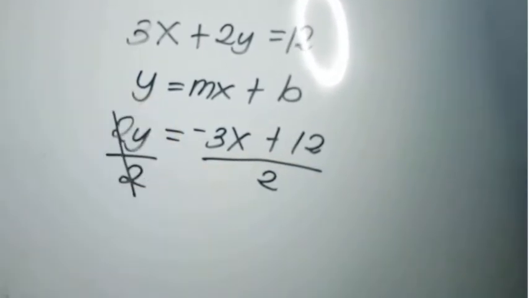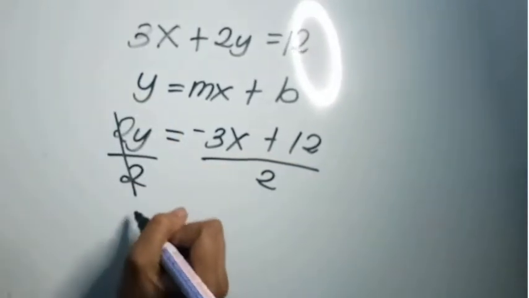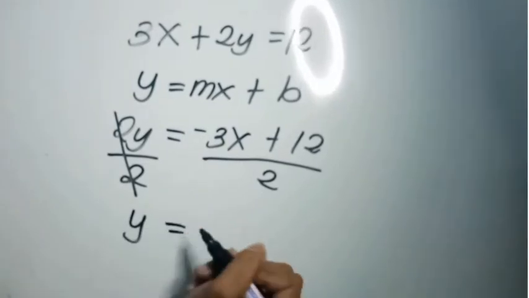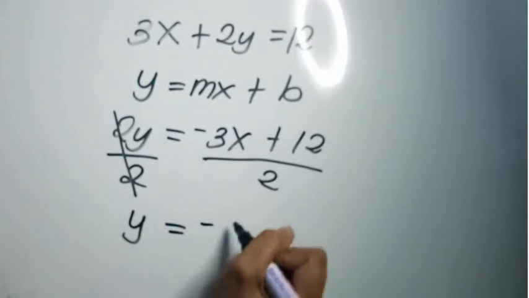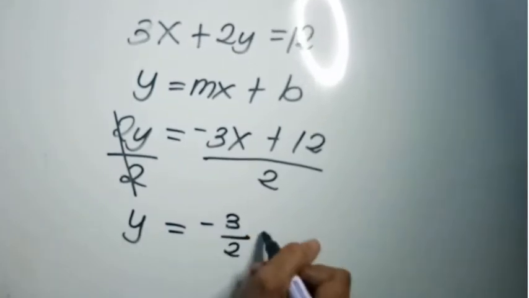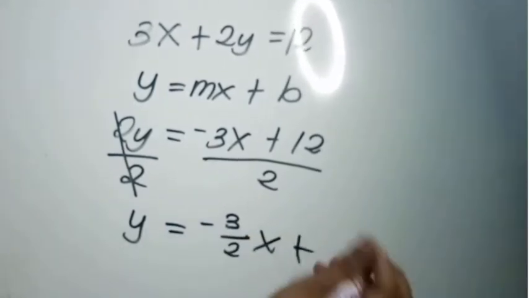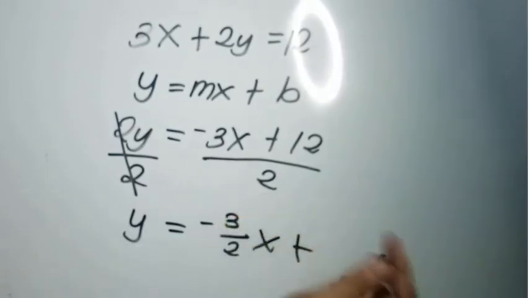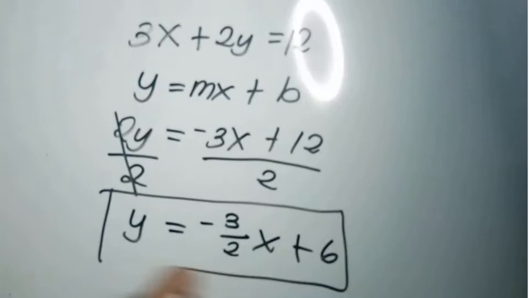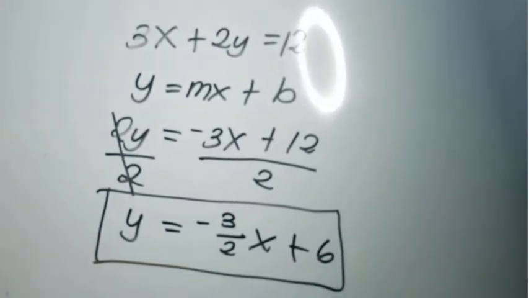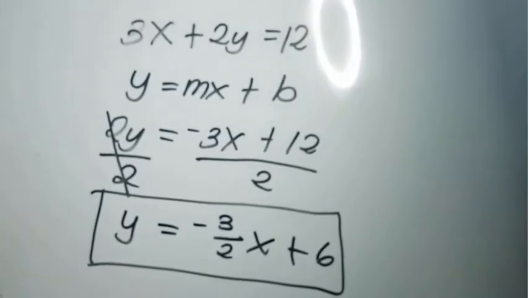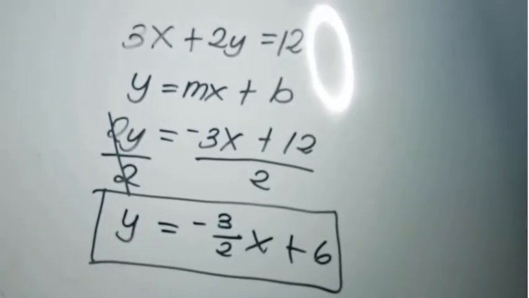So 2 divided by 2 is equal to 1 times y is equal to y, equals negative 3x divided by 2 is negative 3 over 2 x, plus 12 divided by 2 is positive 6. So we have the slope-intercept form of 3x plus 2y is equal to 12 is equal to y equals negative 3 over 2 x plus 6.